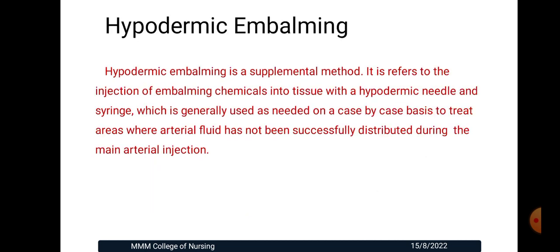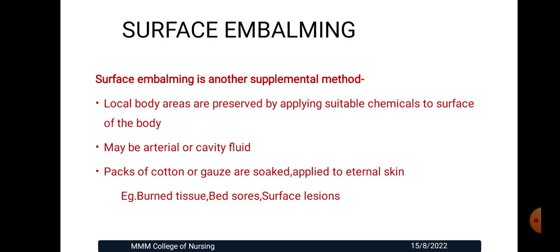Hypodermic embalming. Hypodermic embalming is a supplemental method. It refers to the injection of embalming chemicals into tissue with a hypodermic needle and syringe, which is generally used on a case by case basis to treat the areas where arterial fluid has not been successfully distributed during the main arterial injection.